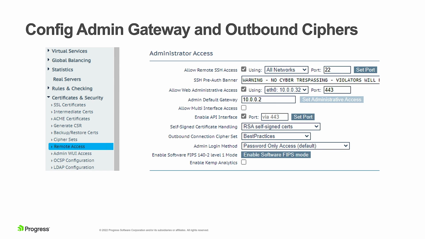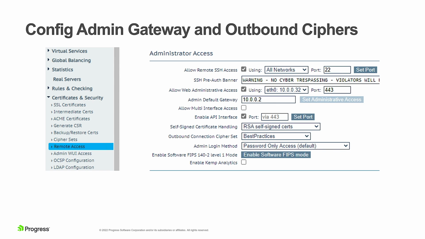Well, you put in the gateway address for the management interface. You specifically define it in the platform. And that's what you'll see in here under admin default gateway, is we've assigned 10.0.0.2 as the default gateway for administration purposes on the appliance.